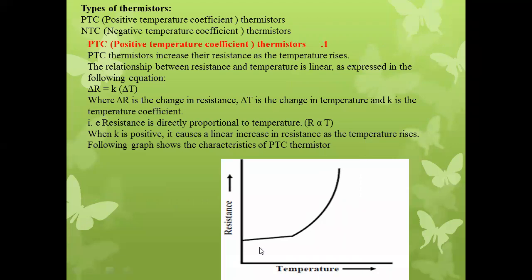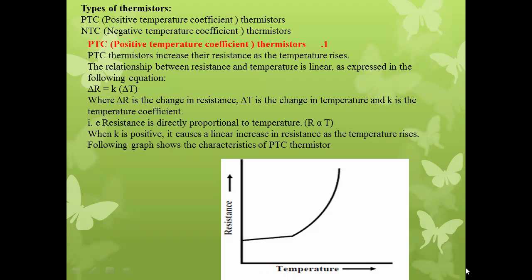If we see the graph, it is clear that the resistance of this positive temperature coefficient thermistor increases whenever the temperature increases. If there is an increase in the resistance of the thermistor with the increase in temperature, we can say that the thermistor has a positive temperature coefficient.